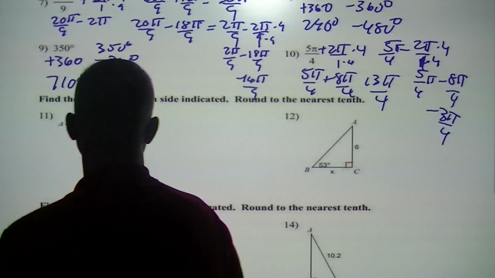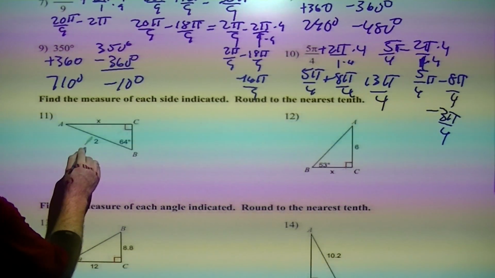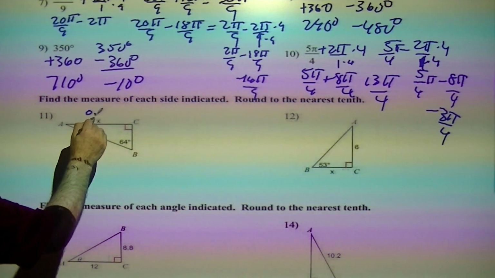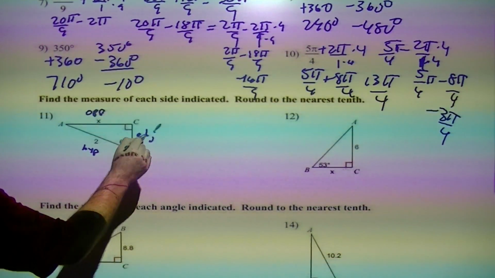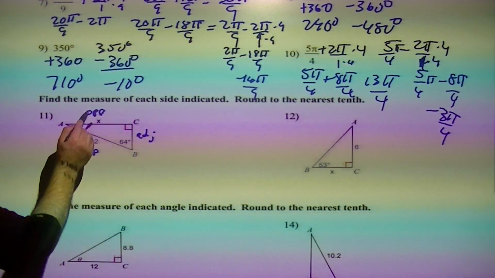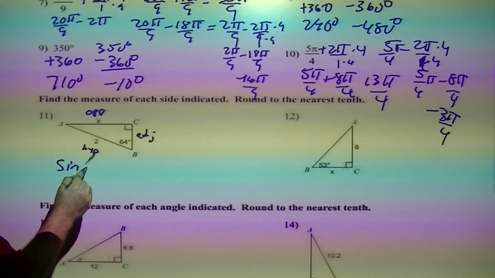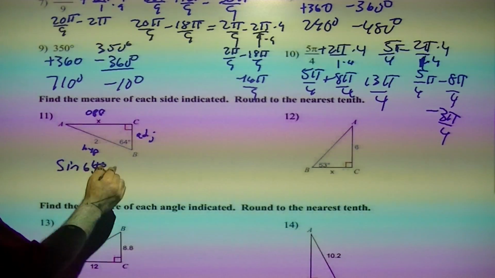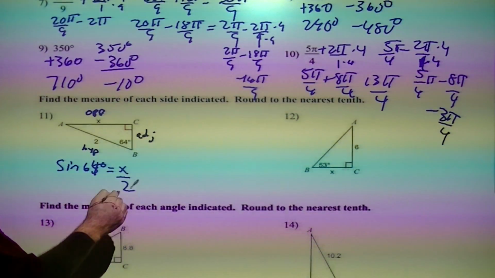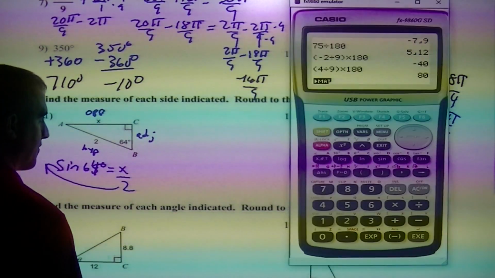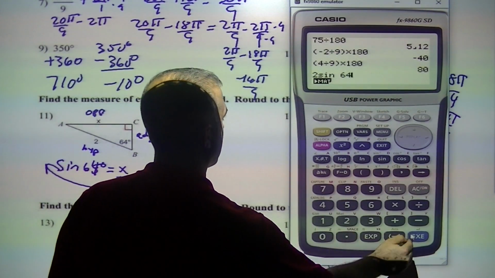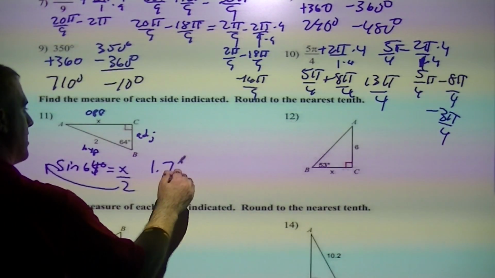Find the measure of the indicated side. So what I want to do is this side would be the hypotenuse. Off of my angle, this side would be the opposite, and this side would be the adjacent. The two sides I have information for are opposite and hypotenuse, which would be sine. So sine of 64 is the opposite, x, over the hypotenuse, 2. The way you solve that is the 2 moves out in front. So 2 sine of 64 gives me 1.79 for that answer.